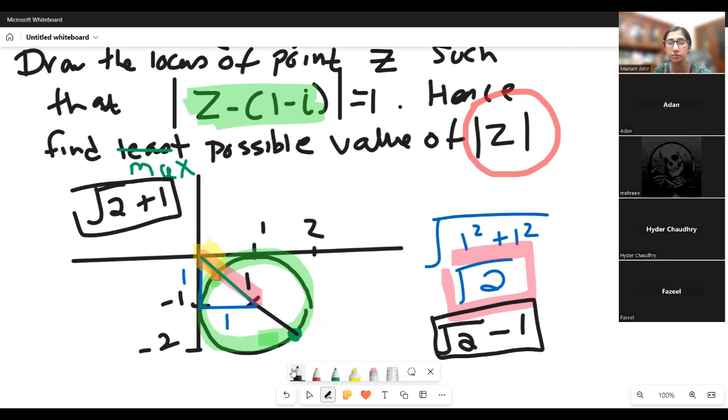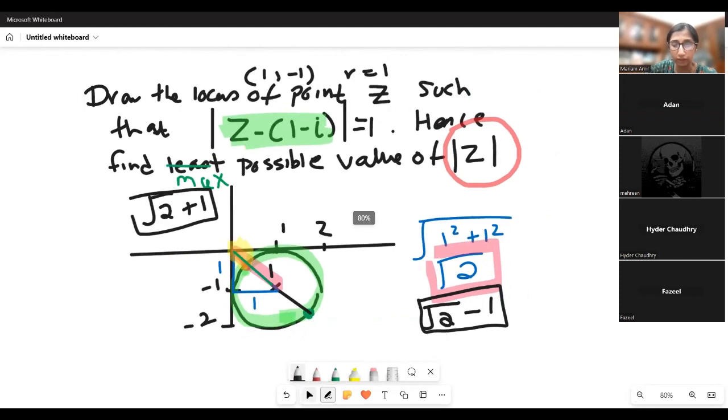Any questions from this particular book? If not, then we move on to the next example.